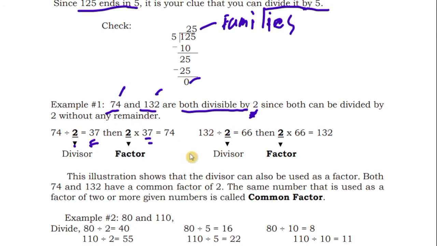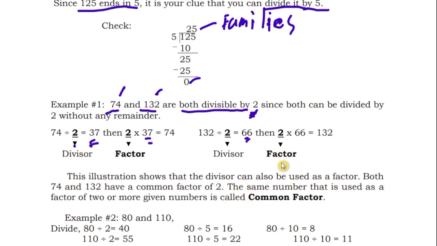Another thing is 132 divided by 2. The 2 here is our divisor, and the 66 here is our dividend, no, that's not a dividend but the quotient, with the dividend being 132. So if we multiply 2 and 66, we come up with 132, and take note that 2 is one of the factors of 132 if we multiply it by 66.